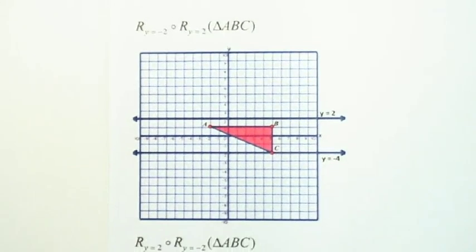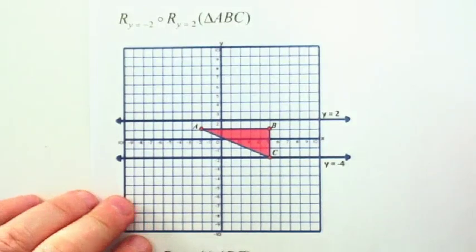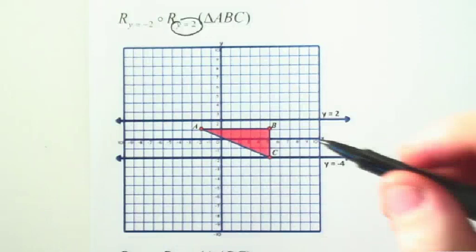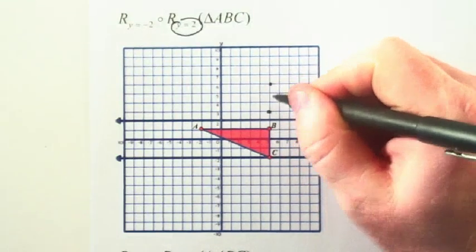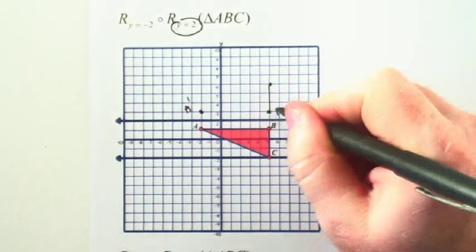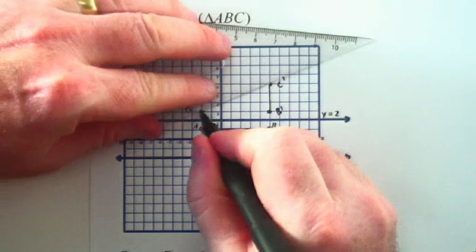So here we have our shape. It's positioned here in between the lines, but that doesn't matter. This says first to reflect over y equals 2. So that would place us right in this position right here. So A prime and B prime and C prime. So the first reflection goes here.